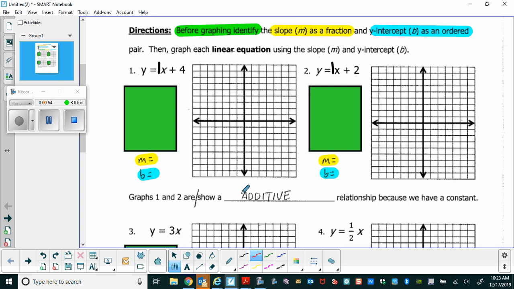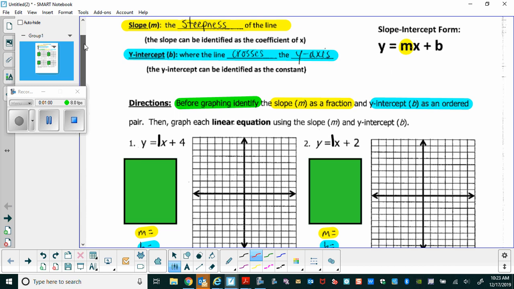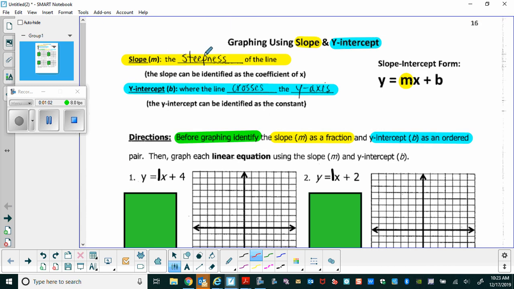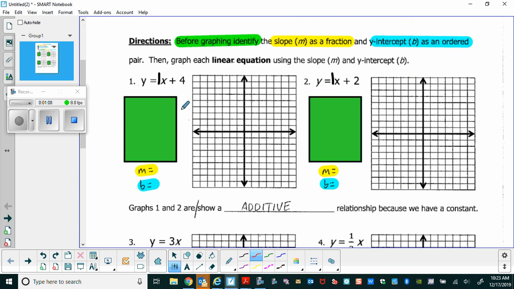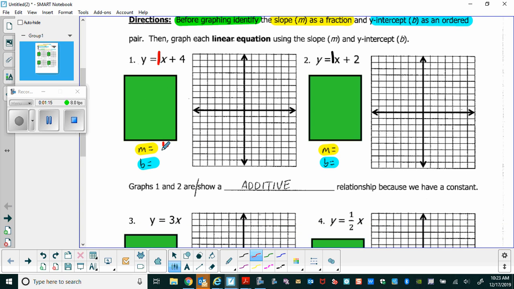So the first thing you're going to do is identify the slope as a fraction and the y-intercept then as an ordered pair. Now I want to remind you guys up here that the slope, the steepness of the line, is the coefficient of x right here in yellow. So in our first equation, the coefficient of x is this 1. So we're going to write that as a fraction, 1 over 1.